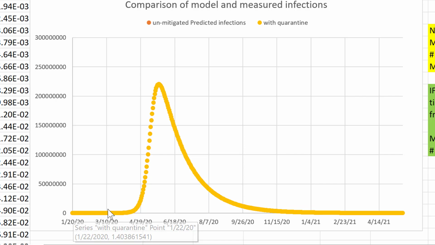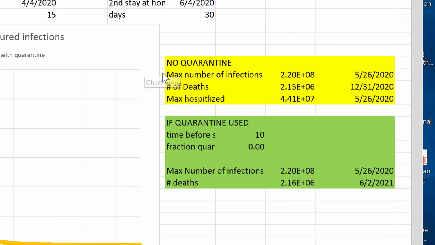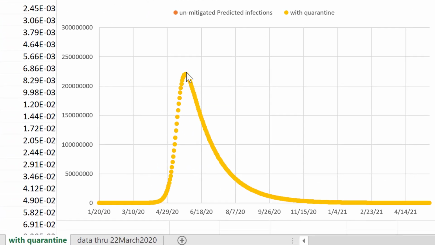And we've already talked about how we have this exponential rise to a peak number of infections. The spreadsheet picks these things out for me. You'll notice that the maximum number of infections, if you do nothing, is going to be 220 million, and that will occur on May 26th. We would lose 2 million people by the end of the year, and we would have 44 million people hospitalized at the peak. So that would be at this peak infection right here, which occurs on May 26th.